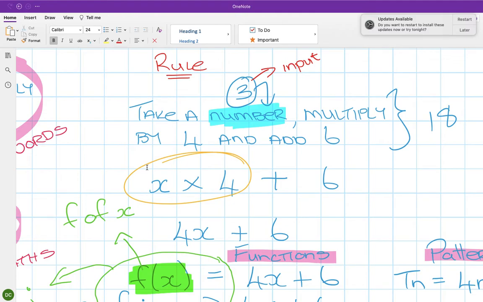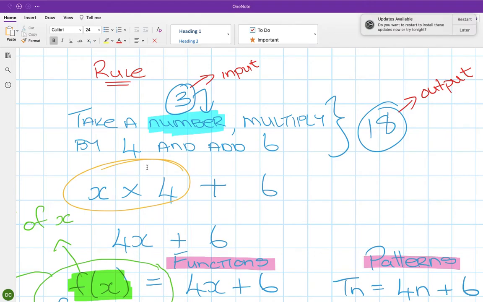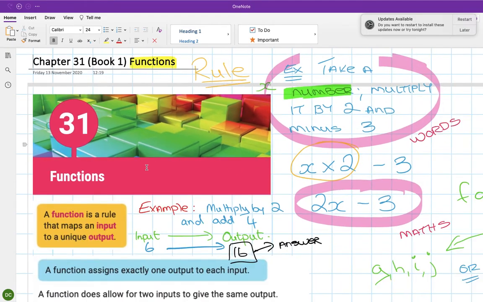I put it into the rule. And then this number is referred to as the output because when I input 3 into the rule, the answer that was spat out was 18. So that's my output. Is that okay? So that's what a rule does. It turns one number into a different number.